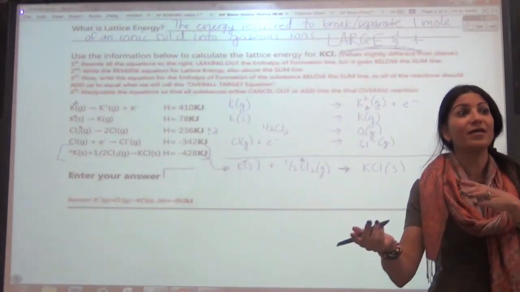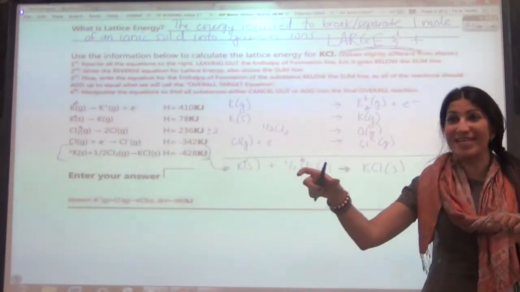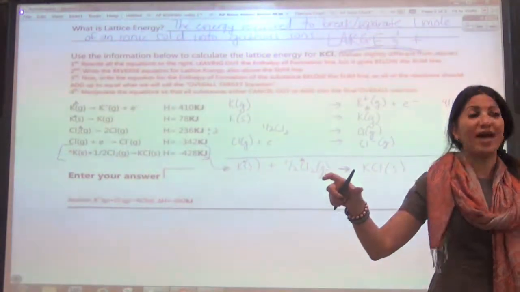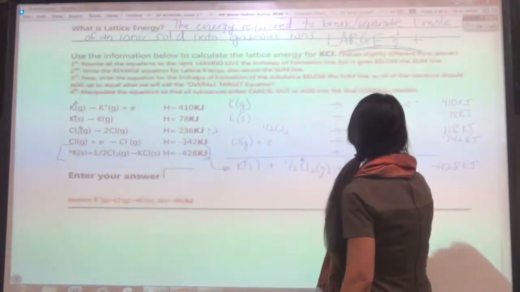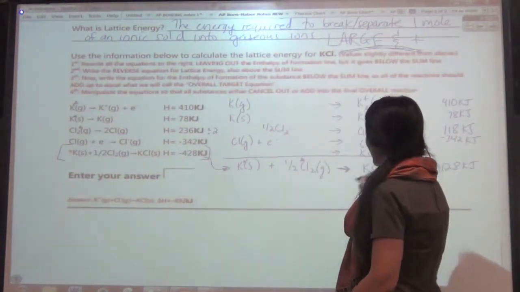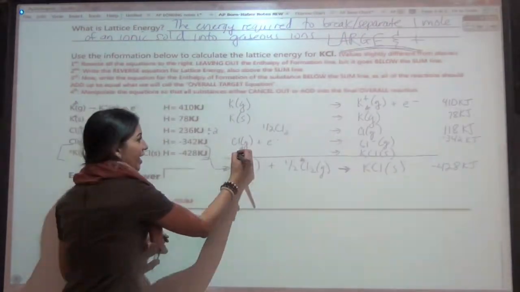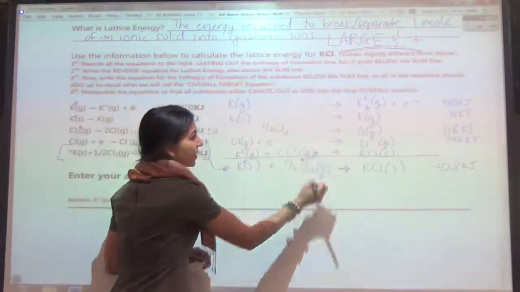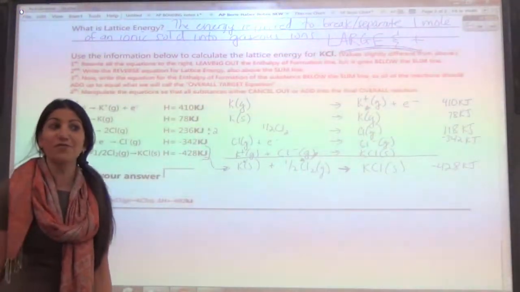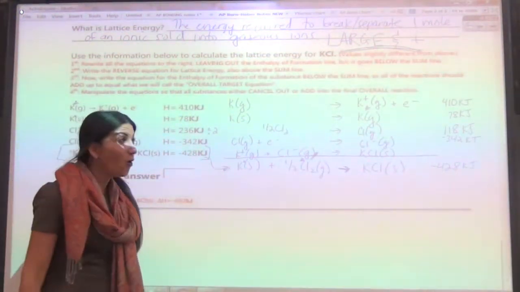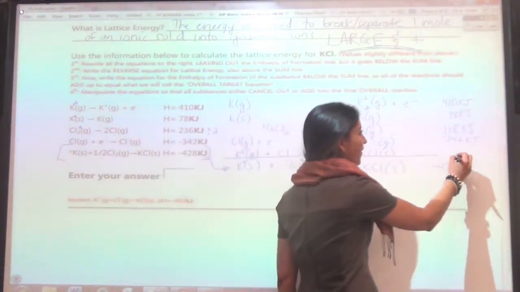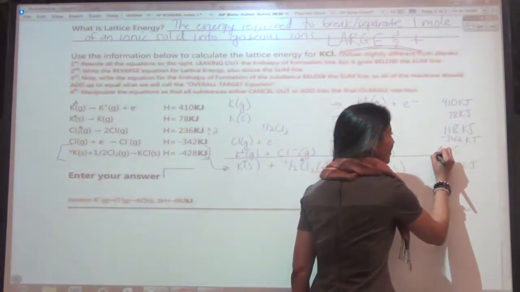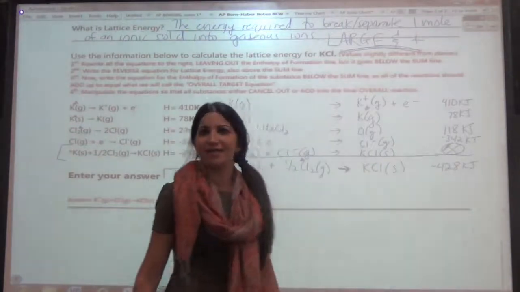Start with the gaseous ions and turn it into the ionic solid. Perfect. So on this side, I'm actually going to have KCl solid. And on this side, I'm going to have K plus gas plus Cl minus gas. Do I know the value for this? No, that's what we're trying to find. So what are we going to call this? X. You are going to call that X.